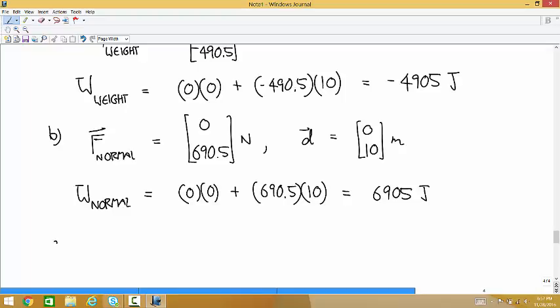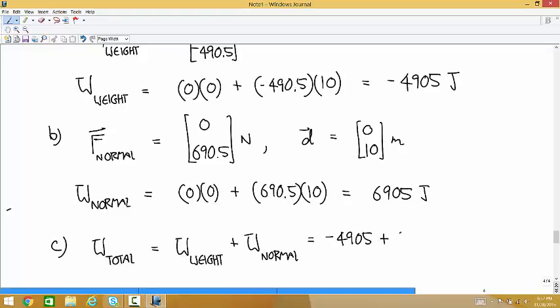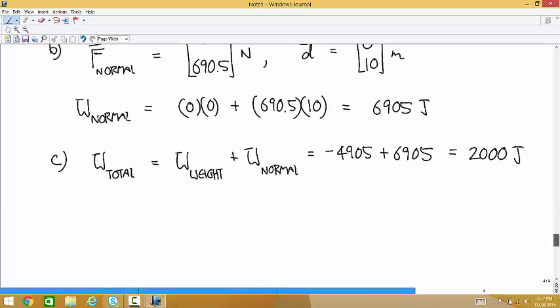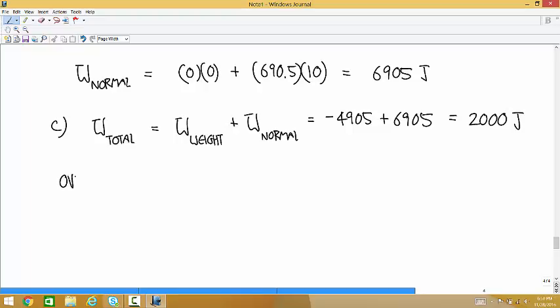And then the last one, we want the total work. The total work is just the sum of the work done by all of the individual forces. So the work done by the weight plus the work done by the normal. So that's negative 4905 plus 6905 is equal to positive 2,000 joules. Okay, so what this says is overall the forces added energy to the guy.